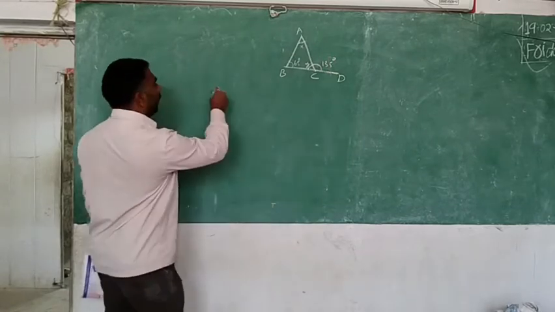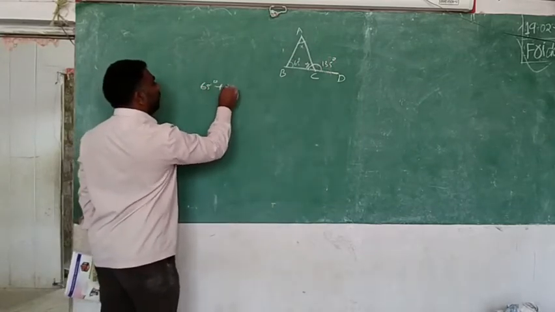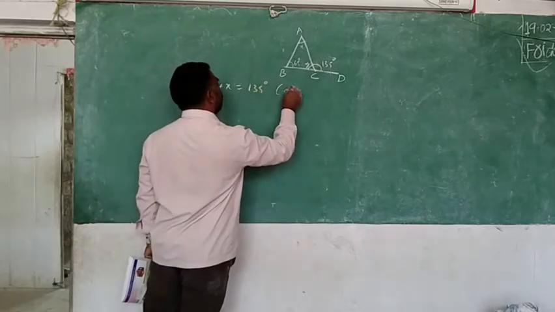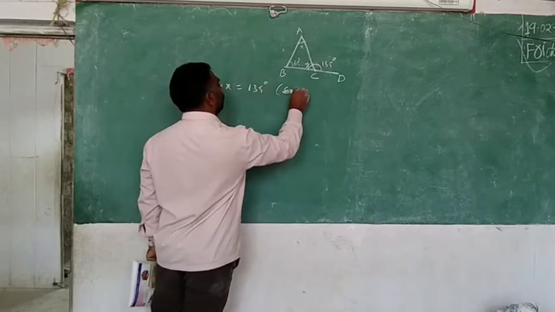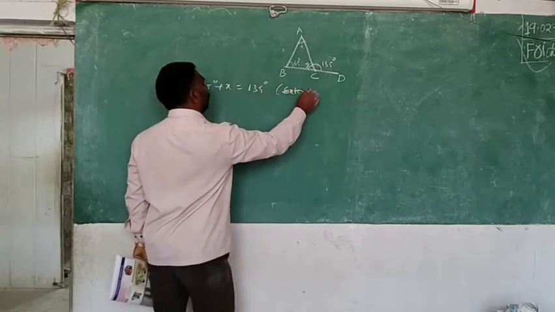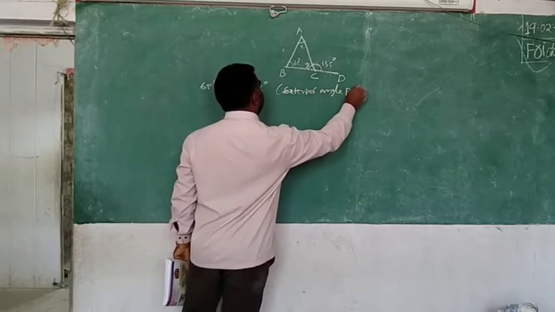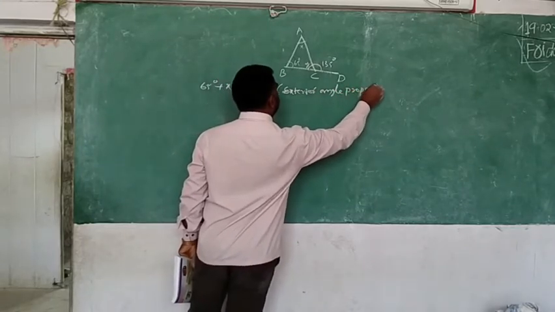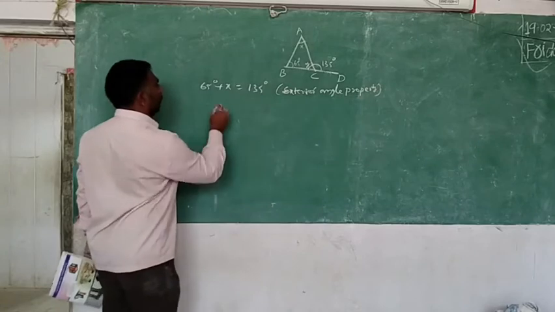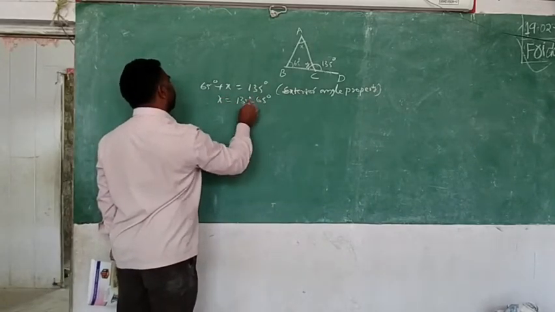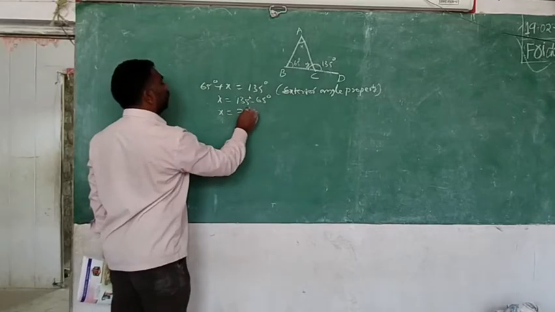So what can you write here? 65 plus x is equal to 135. This is the exterior angle property. We have this property, yes. Exterior angle property. So x is equal to 135 minus 65. Then x is equal to 70.